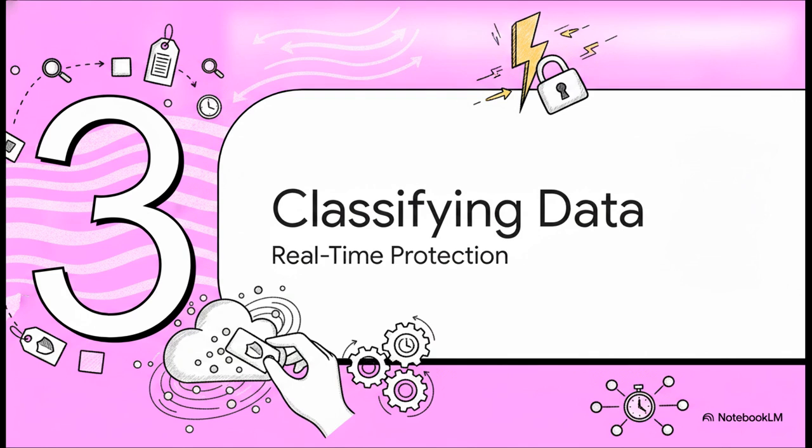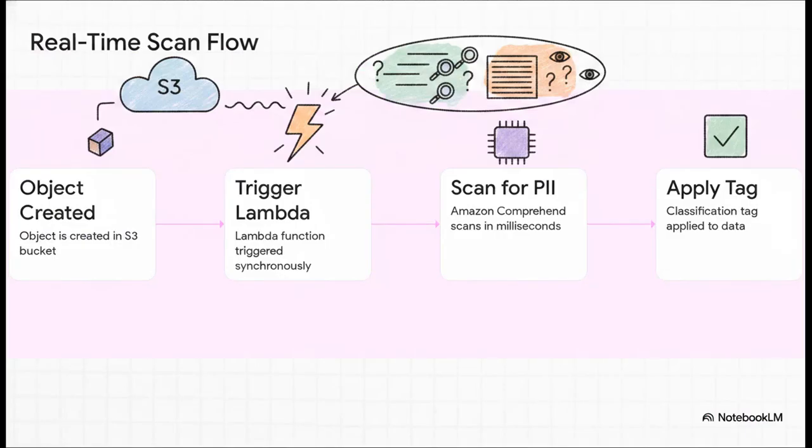Next up, step 3, classifying data at creation. Now that we have visibility, we need to talk about data. Notice the event-driven architecture we've mapped out here. This setup ensures absolutely no data enters your storage layer without being properly classified. The exact second an object hits an S3 bucket, boom, a Lambda function triggers Amazon Comprehend. And Comprehend is perfect for this, because it can scan text snippets for PII in literal milliseconds.